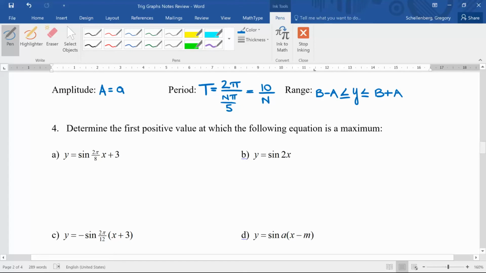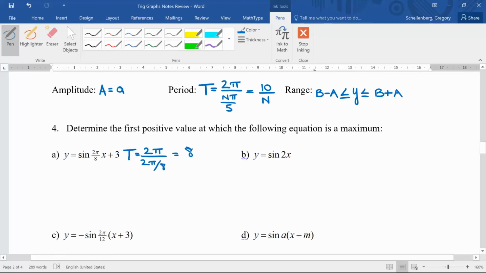Moving on. The next question says to determine the first positive value at which the following equation is a maximum. We are interested in knowing the period here. So let's take this first question. The period is going to be 2 pi divided by b. Our b value is 2 pi over 8. The period, therefore, is 8.